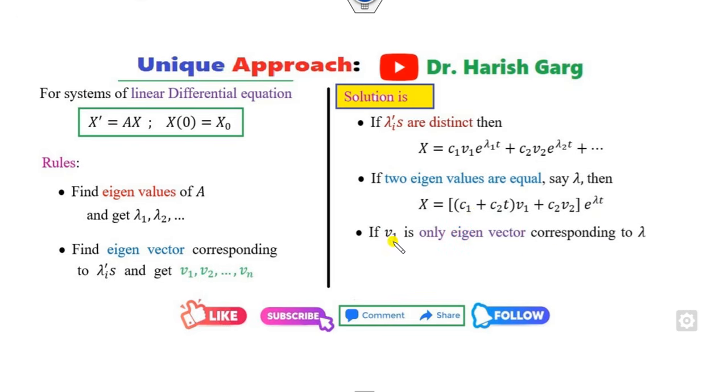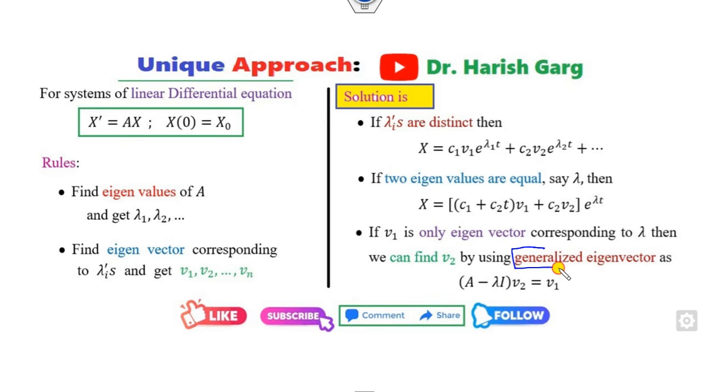If you have to find the eigenvectors corresponding to lambda, and only one eigenvector can be found, this case happens when the algebraic multiplicity is not the same as the geometric multiplicity. Then you can find only one eigenvector. The second eigenvector you can find by using the concept of generalized eigenvectors. That means A minus lambda I times the eigenvector, where instead of 0 you write the previous eigenvector.